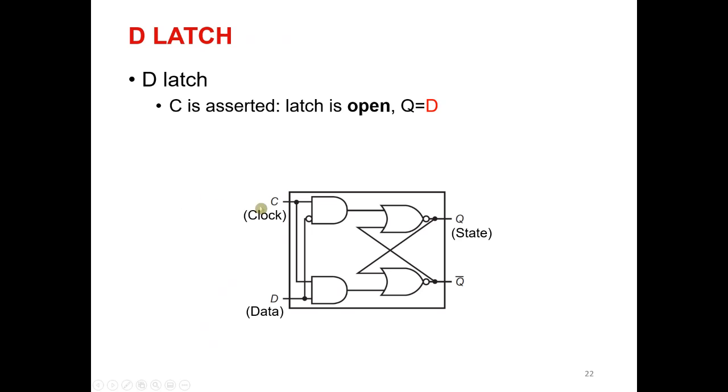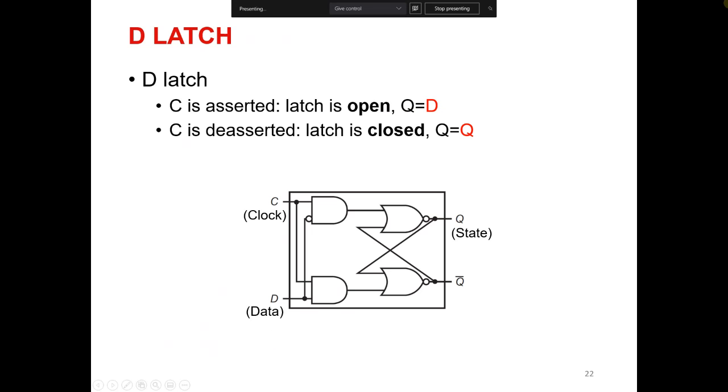So what happens here is when C changes from 0 to 1, this data input will be in this Q. Otherwise, the value of this Q will be the value of the previous Q. Okay, so this is what we have here. If C is asserted, if C is 1, if C changes from 0 to 1, the latch is open. We say that the latch is open, and this means that Q will be equal to D. In any other case, the latch is closed and Q will be equal to the previous Q, so it doesn't change.